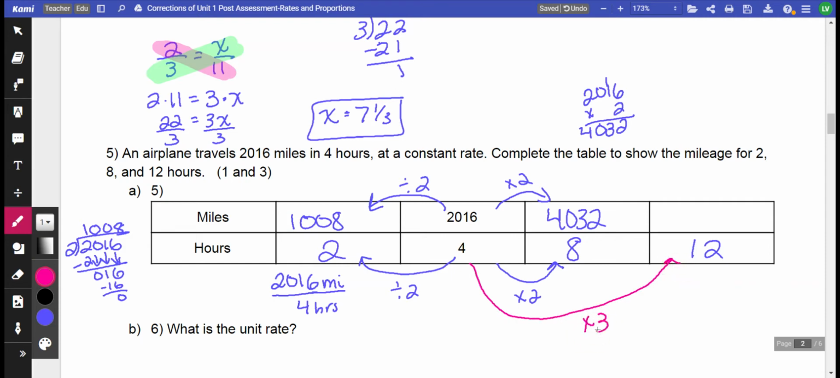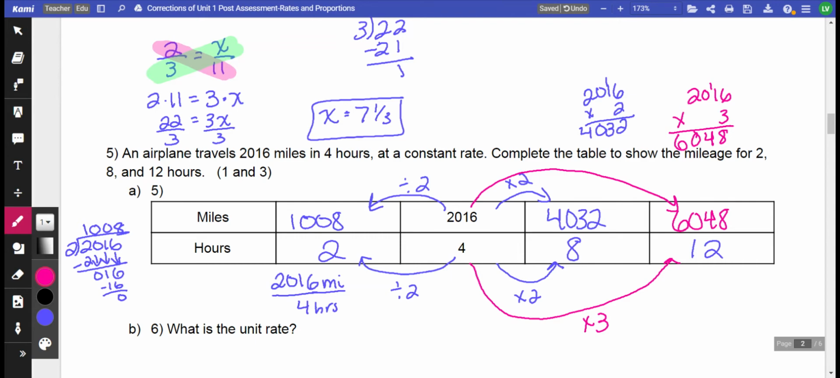Well, for this next part, to get from 4 to 12, I'm going to multiply that by 3. That's what I find to be the easiest. There are multiple ways to approach this, but that's the one that I'm going to use. So I'm going to take 2016 and multiply it by 3. That gives me 18, carry the 1, that's 4, 0, and 6. So 6,048.